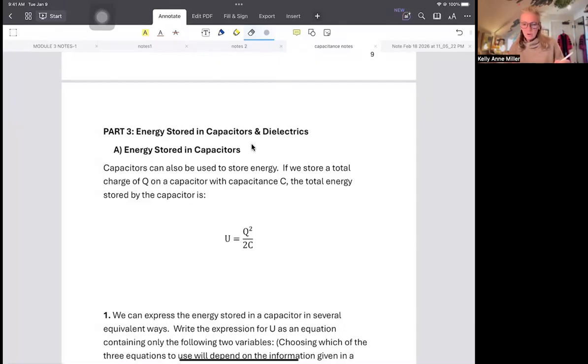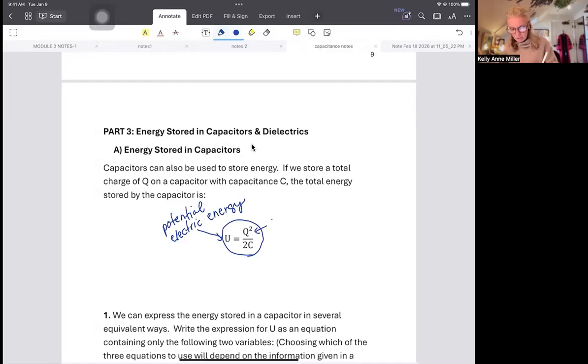So if we store a total charge of Q on a capacitor with a capacitance of C, then you can calculate the total energy stored by that capacitor just with this relationship here. Where Q is charge and C is capacitance. And U, as we've seen before, is just the potential electrical energy. Okay, so this is sort of like bringing it all together.